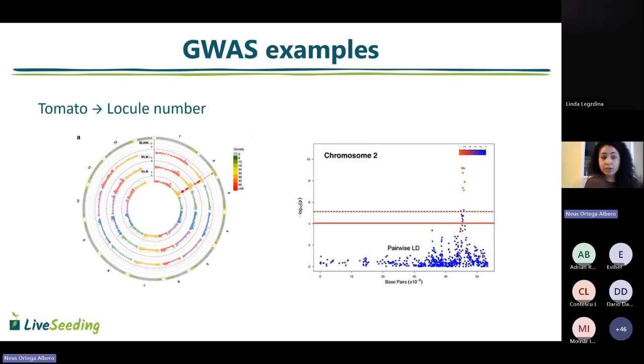And also, for example, in tomato, 2 or 3 years ago, some genes or QTLs were associated to locule number, which is also very important for fruit quality and commercialization of tomato, because, as you might know, landraces tend to have more locules, and commercial varieties tend to have fewer locules, and fewer locules tend to be more commercial. But it's interesting to have all of this in mind.